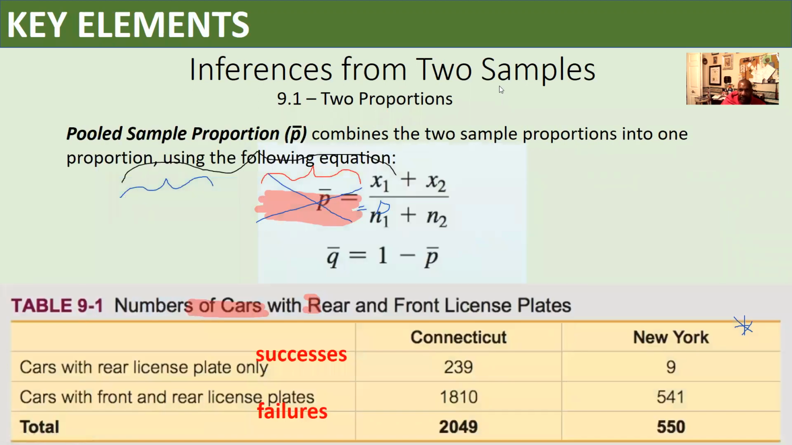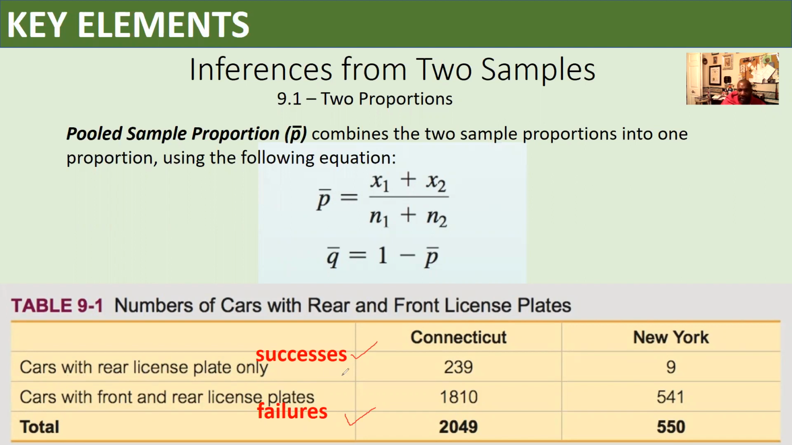Now let me get rid of this annotation. This is the data. We want to find and calculate the pooled sample proportion. As we talked about before, we have to remember a very important aspect: when we're talking about probabilities, things are in one or two categories, and we refer to them as successes and failures. It's key: cars with rear license plate only is successes. We need to make sure we remember that.